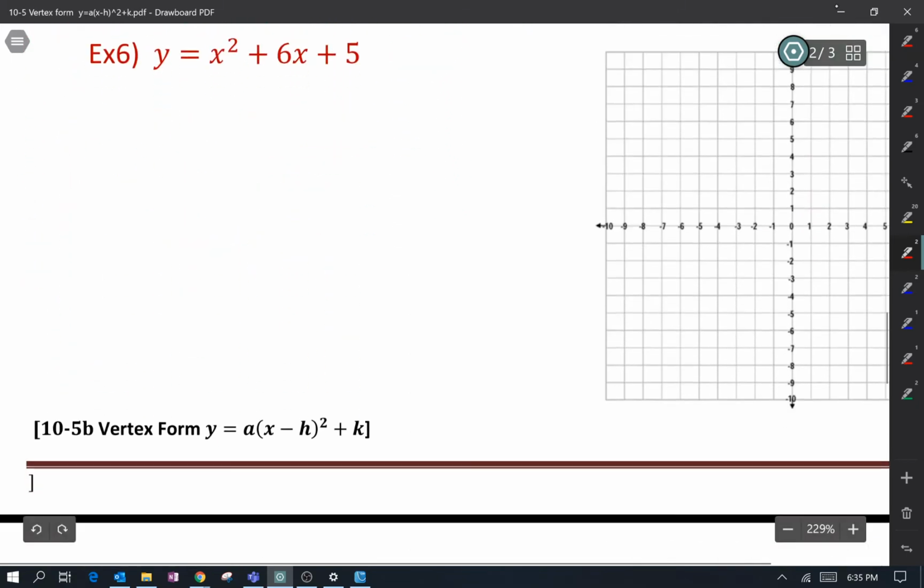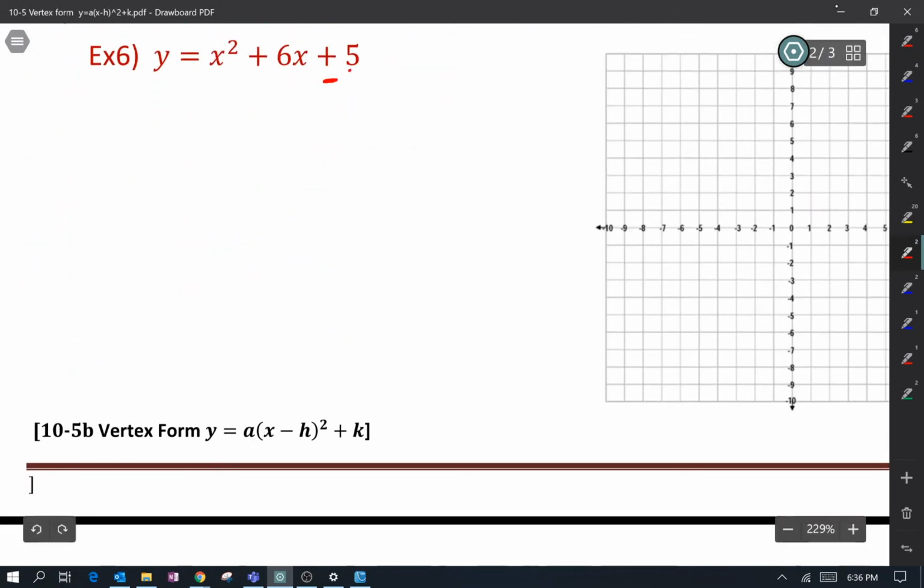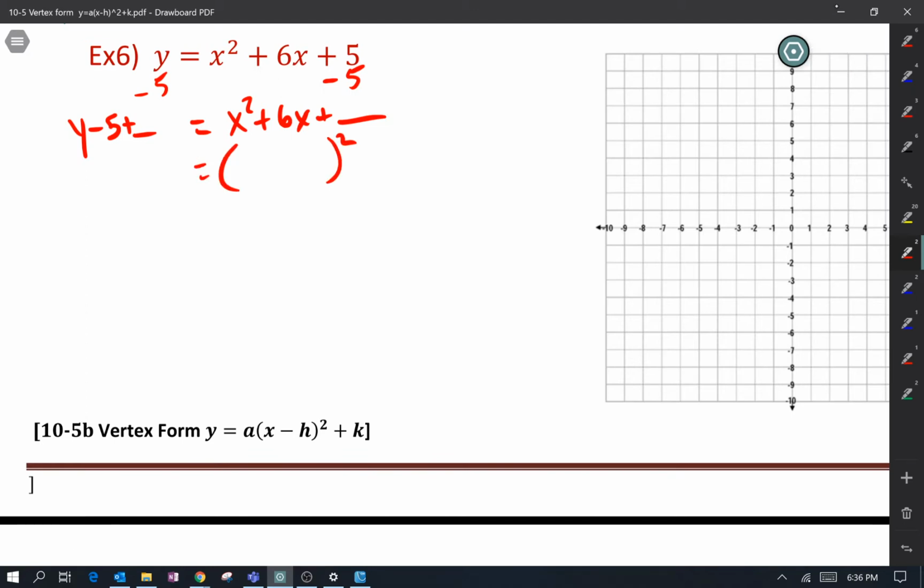All right, so let's try it again. So first thing I'm going to do is bring the 5 over. Minus 5, minus 5. So I'm going to leave a little blank here. You'll see why in a minute. y minus 5 plus something equals x squared plus 6x plus something so that I can make a square. Just like you've done probably 20, 25 times now, you're going to put an x there. What's half of 6? 3. So you're going to put a 3 here.